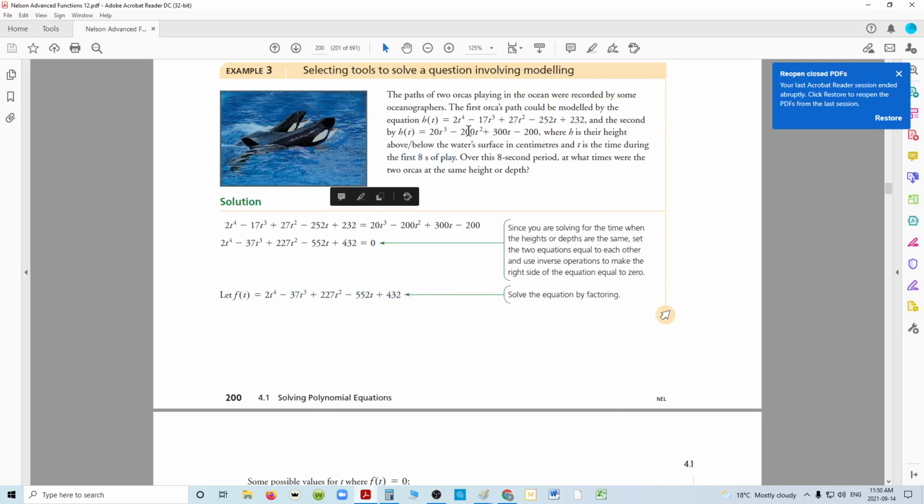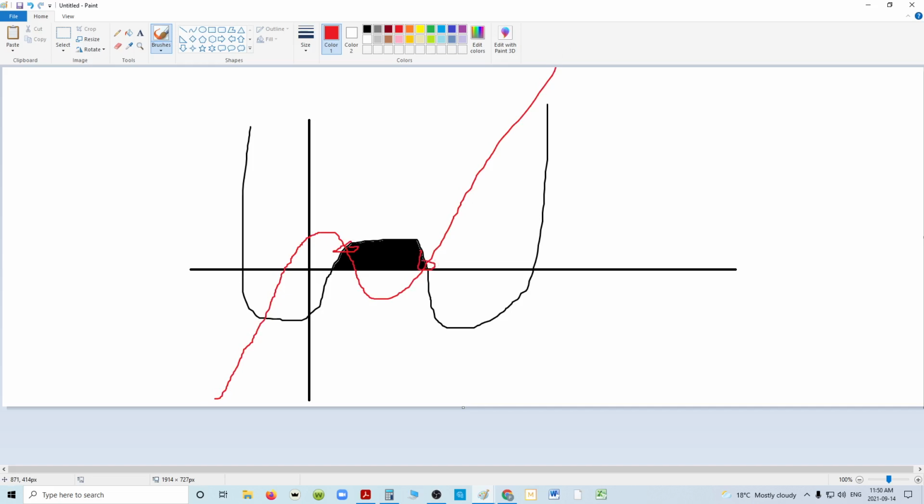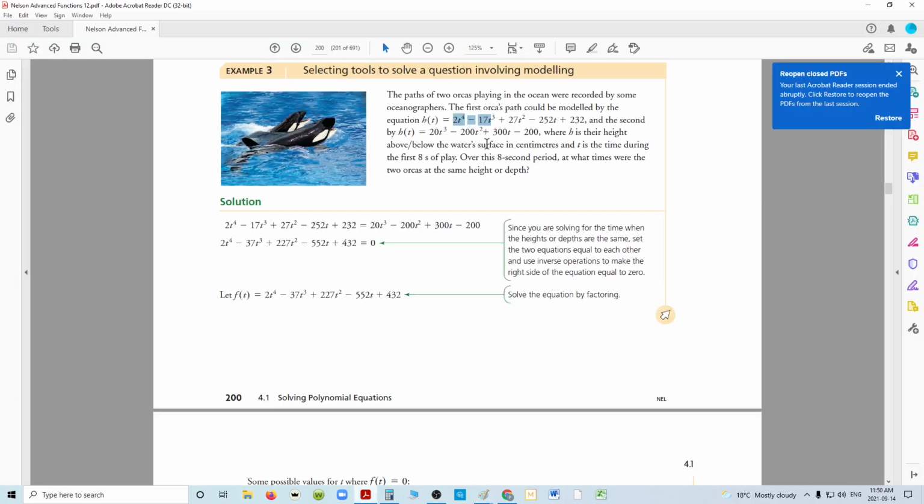And it says, when are both these whales at the same height? And one has a cubic equation and one has a quartic equation. And when you make them equal to each other, so in my graph that I kind of got wrong about how I'm analyzing it, the other whale is going to be like this. And they want to know when the whales are the same height, or essentially when their equations meet each other, which means you make them equal to each other, and you put them all into one side, which is what they do.